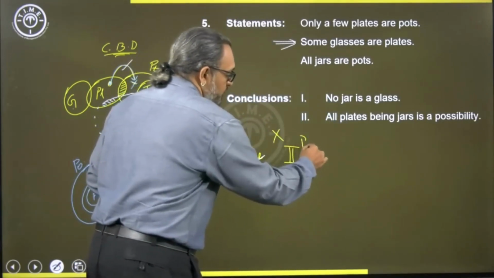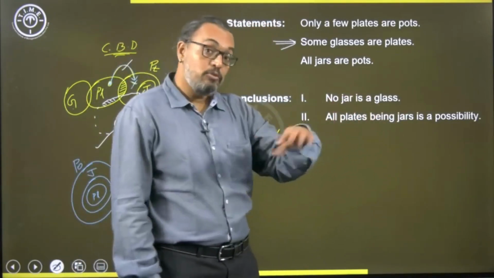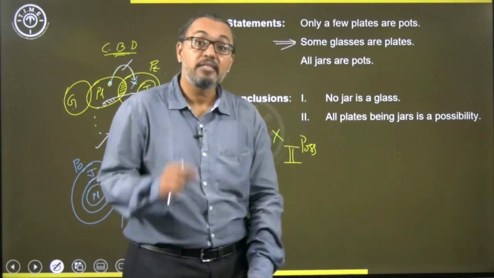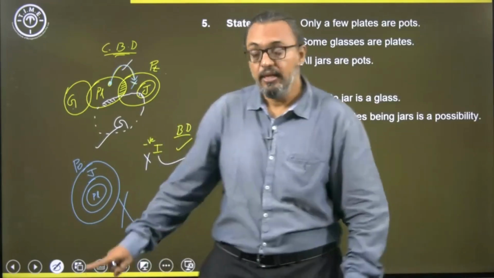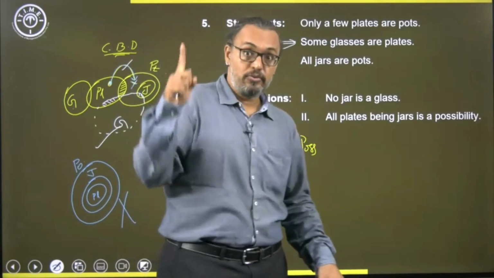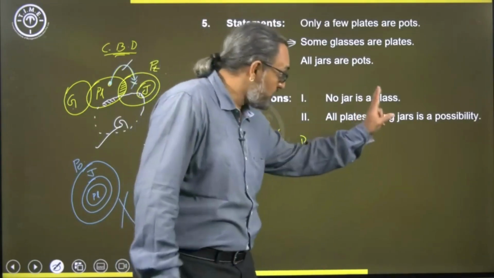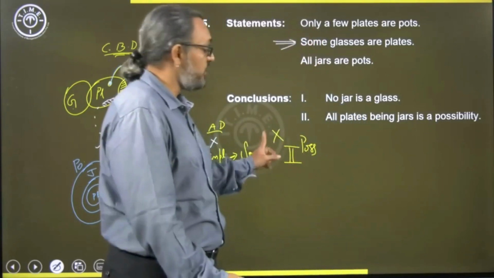also fails. It is a possibility and I have proved that it is not possible. Sometimes what he says, all plates being jars, is not a possibility. He himself will say it is not a possibility, and we know that it is not possible. Then you should say conclusion 2 follows. Please be careful. Now since he says it is possible, we know it is not possible. That's why you say it does not follow.